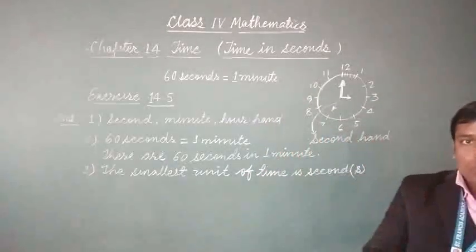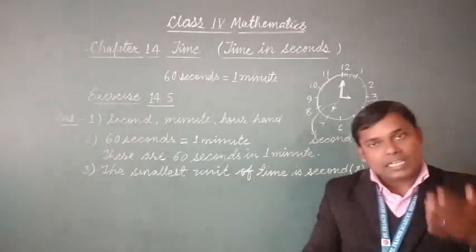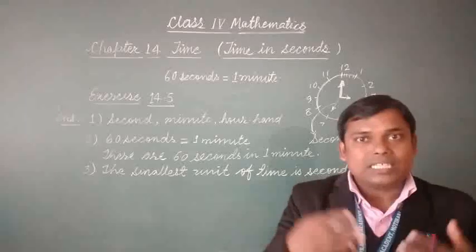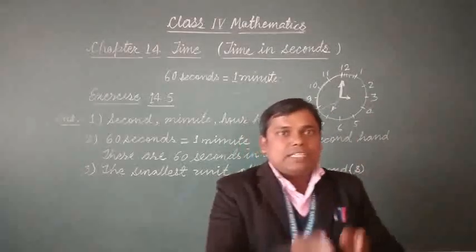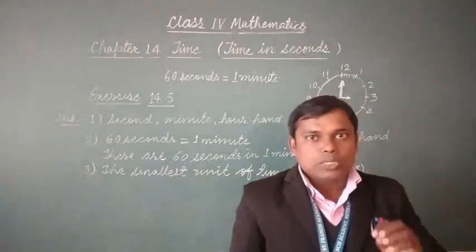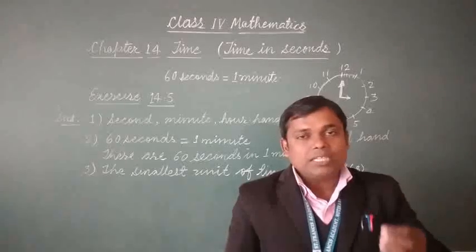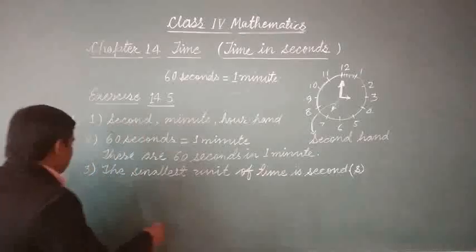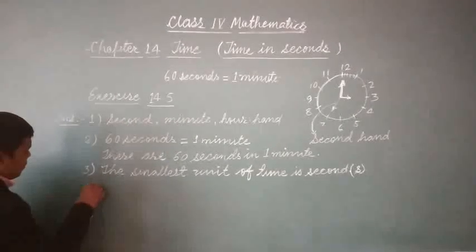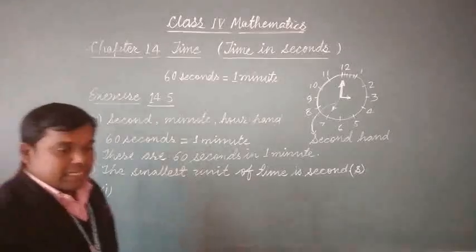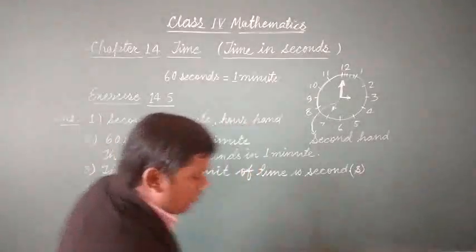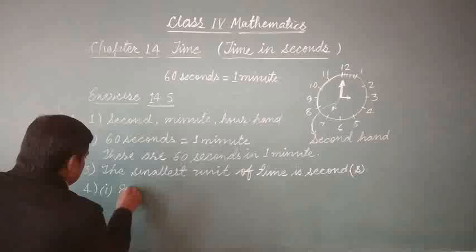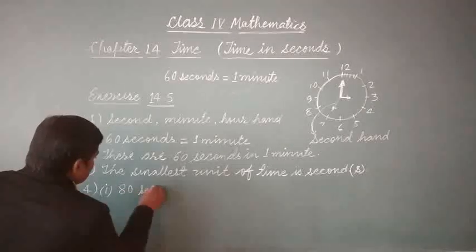So I have told when time is given in second and we have to convert it to minute and second, we divide the given time by 60 to get the time in minute and second. For example, the fourth one is solved here. For 1 number question solved, that 80 seconds is equal to.